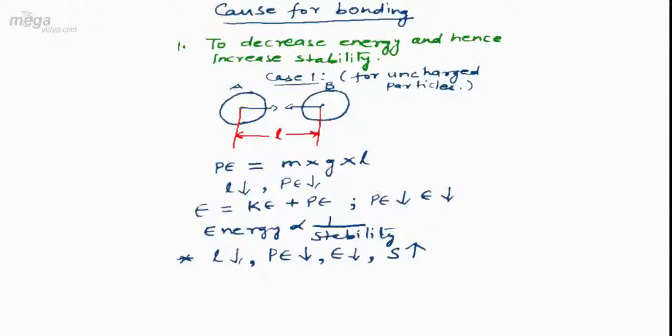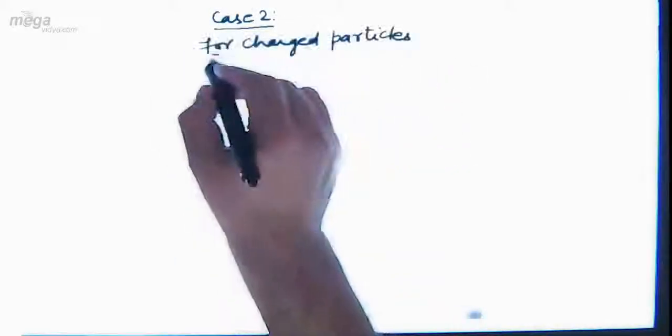So the very first fact, that bonding decreases the energy and increases the stability, can be verified through this given data: when particles approach each other for the purpose of bonding, they will undergo a decrease in their internuclear distance, that is separation, which in turn will decrease their potential energy, decreasing the energy and hence increasing the stability. Now let's come to another case, case 2, for charged particles.